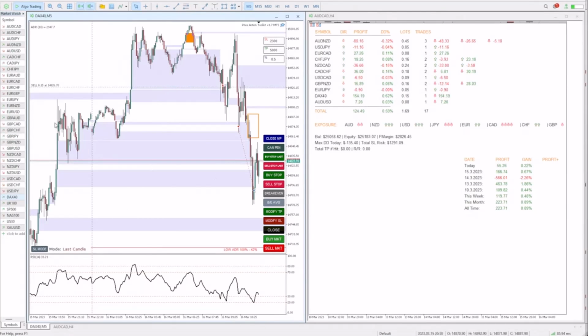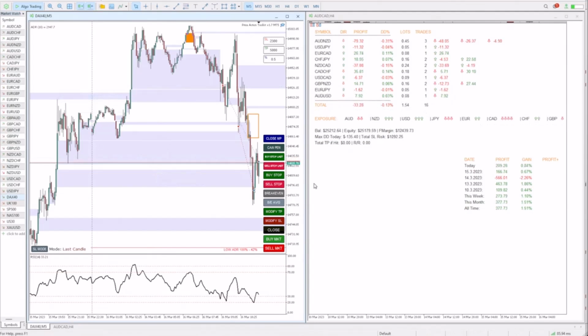Still in the DAX. Oh, forgot to do that one. Let me just close that one out. I thought I put trailing stop on that. Yeah, you see me on these, look, the Aussie, let's pick one, Euro CAD.